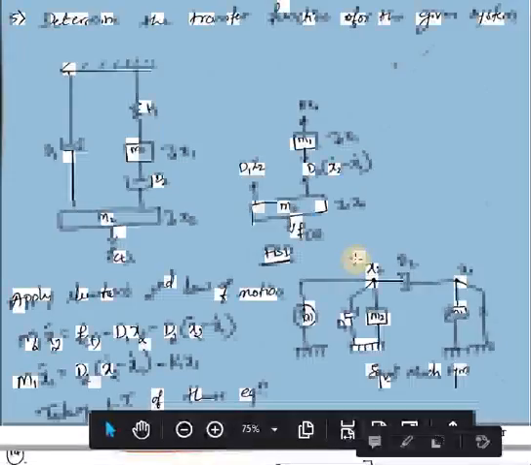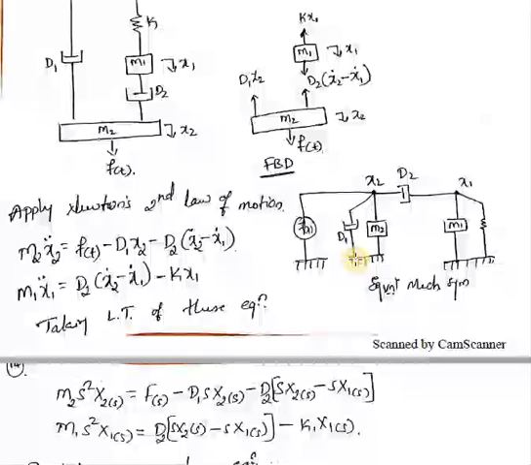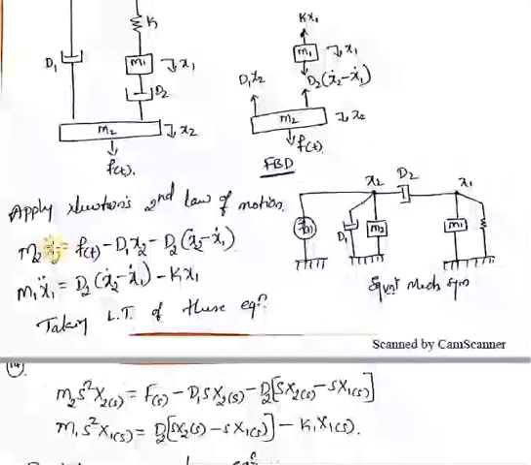So after that, we need to write the differential equation by applying Newton's law. So as I said, always your first equation should be for a mass on which the input is given. So here the input is given to this m2. First, for this mass, we will write the differential equation.